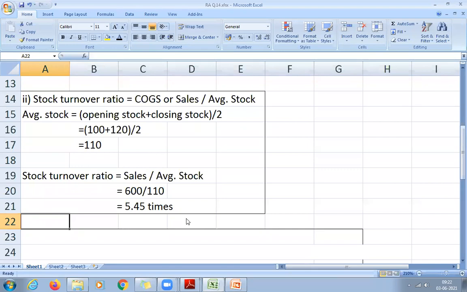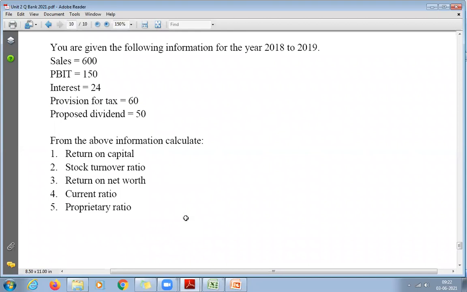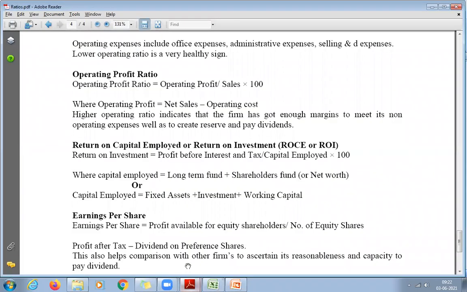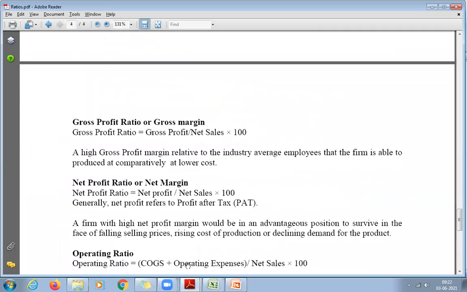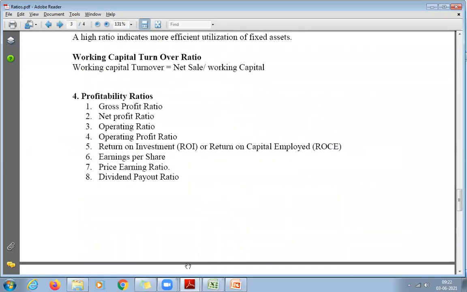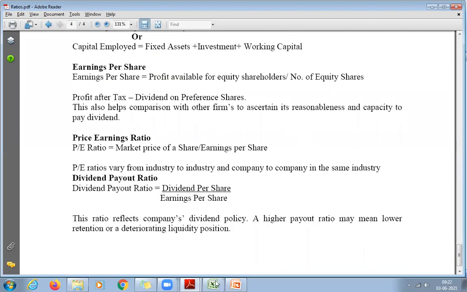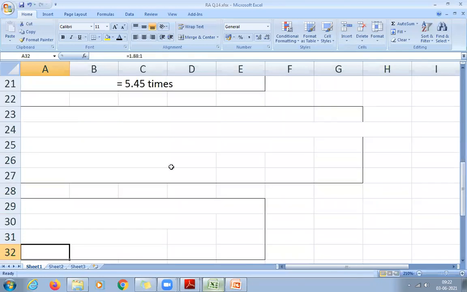Next, what is the next ratio? Return on net worth. I think the formula is not there in the formula sheet that I shared with you. Is it there? Return on net worth, sir, is not there. Okay, anyways, I'll give you that. It is there in the Excel. You can copy it. Return on net worth we need to calculate.